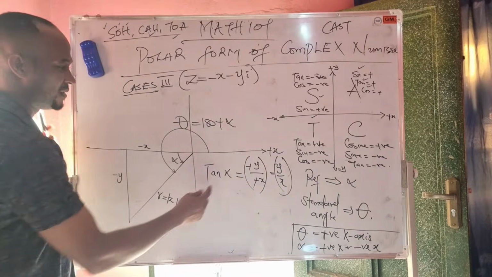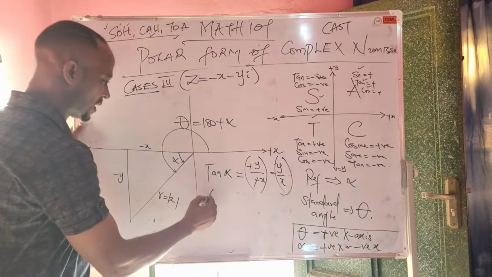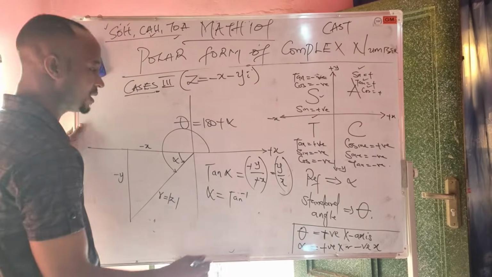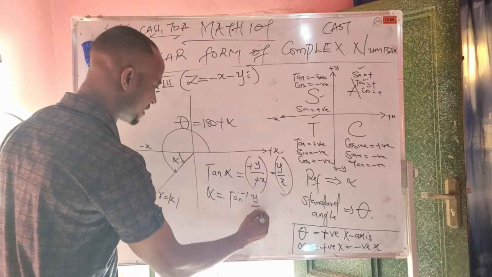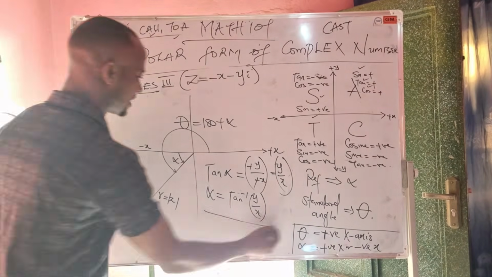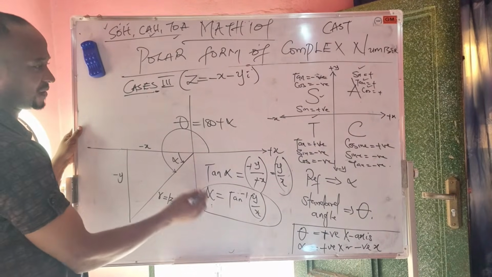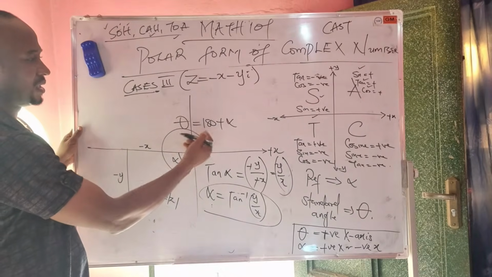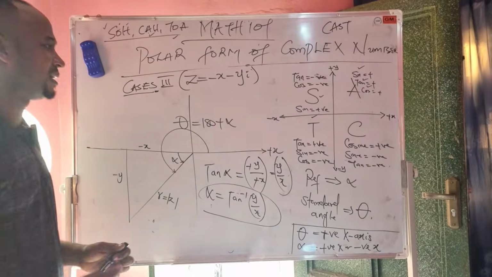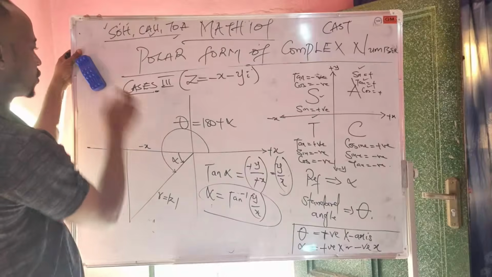So from here we have tan alpha equals y over x. So alpha here becomes what? Tan inverse, right? Tan inverse of y over x. Tan inverse of y over x. This is how to find our reference angle. But don't forget that after getting your alpha, to find the standard angle, I have to add 180 to the reference angle. Now let's look at the last case, which is case 4. Case 4, meaning the fourth quadrant.